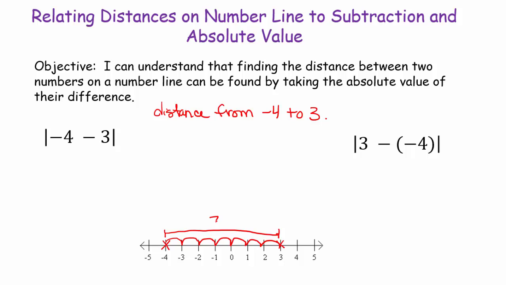But today's objective is going to take that and relate it to absolute values and subtraction, because in 7th grade we're required to develop the idea that finding distances on the number line is the same as taking the difference between the two endpoints and finding that absolute value. So what we're going to do is we just take the two endpoints. Let's start with -4 and 3. What you do is you put a subtraction sign between them, absolute value around them. That's going to give you the distance between those 2 points on a number line.